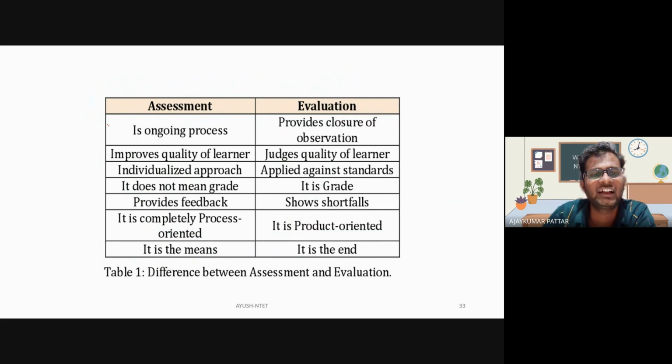Assessment में क्या है? It is an ongoing process. It provides the closure of observation. Observation को close करने के time evaluation, final judgment देके उसको close करता है. Improves the quality of learner.